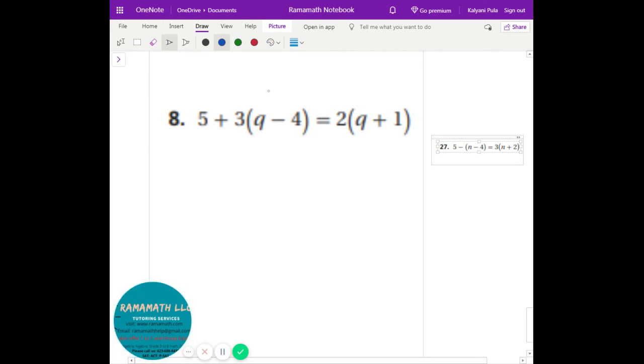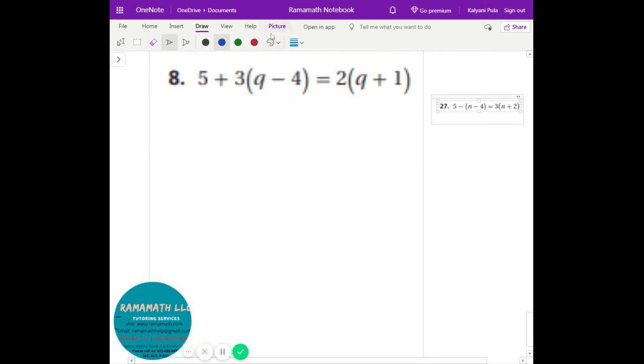So whenever you see a parenthesis, the first thing your mind is going to tell you is distribute it. So that's what we need to do. I'm going to distribute this one here, and then I'm going to distribute this one here. And on the other side, I'm going to distribute this one here, and the other one here. Okay. So once you have that in place, let's go ahead and do the math. So it's 5 here plus 3q minus 3 times 4, that's 12, equal, and then 2 times q is 2q, plus 2 times 1 is 2. That's the first step, because I distributed everything.